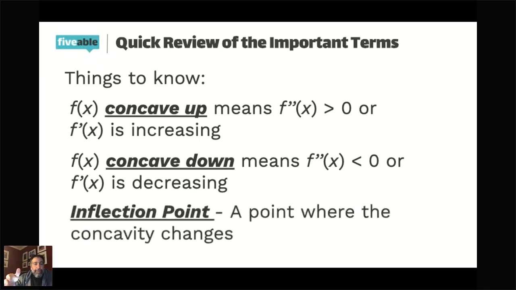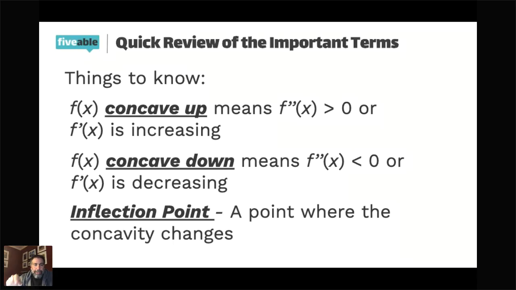The inflection point, that is a point that exists. It has to be a point on your graph where the concavity changes, okay? It's kind of like a critical point, but not exactly, because a critical point is a place where the derivative is equal to 0 or undefined. A critical point does not require a sign change.